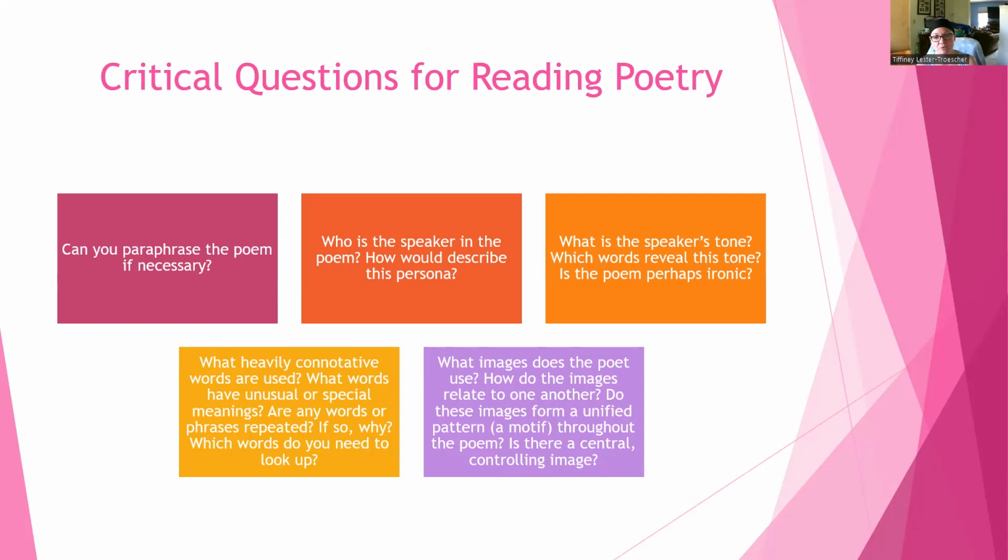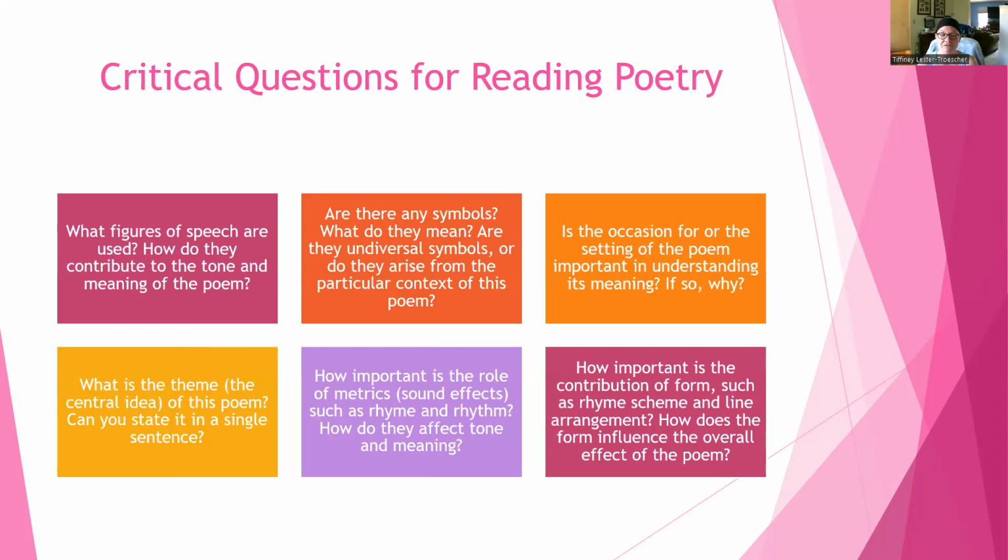What images does the poet use? How do those images relate to one another? Do they form a pattern, which is called a motif? Is there one central controlling image throughout the poem? Again, we're going to learn more about imagery as well. What figures of speech are used? Similes, metaphors, personification, things like that. How do they contribute to the tone and the meaning?